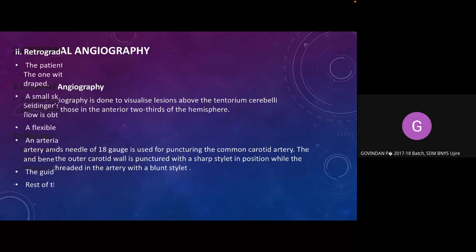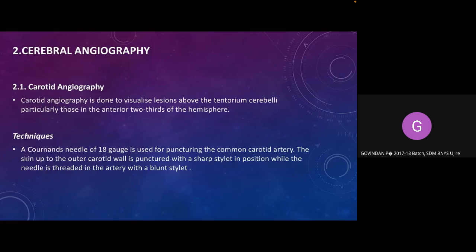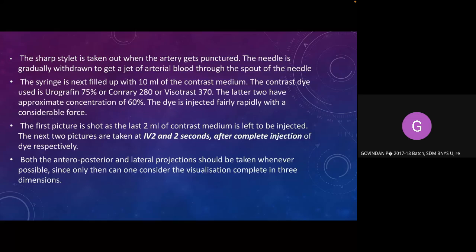Cerebral angiography is the second one, where you want to visualize the brain. In that, carotid angiography is for the lesions above the tentorium cerebelli, and for the anterior two-thirds of the hemisphere. These needle names are again not important. We enter through the common carotid artery and go to the place we require, usually the anterior two-thirds of the hemisphere. Thus, you can get the image of the brain parenchyma or the brain blood supply.